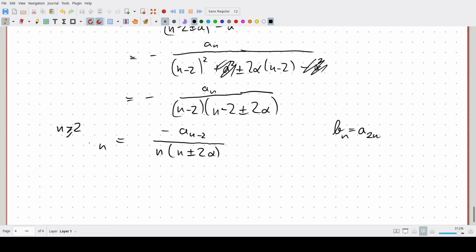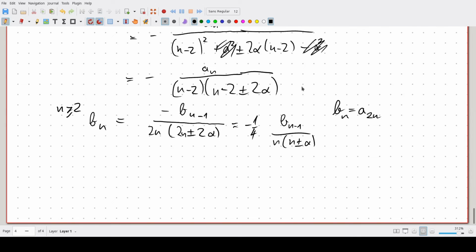And then we have b_n is minus b_{n-1} over 2n times (2n plus or minus 2 alpha). We can factor out 1/4 and get b_{n-1} divided by n times (n plus or minus alpha). So if we iterate this, you can see that if we plug this in again, we get another factor of minus 1/4 in front, b_{n-2}, and then we have a factor of n minus 1, and then (n plus or minus alpha)(n minus 1 plus or minus alpha).